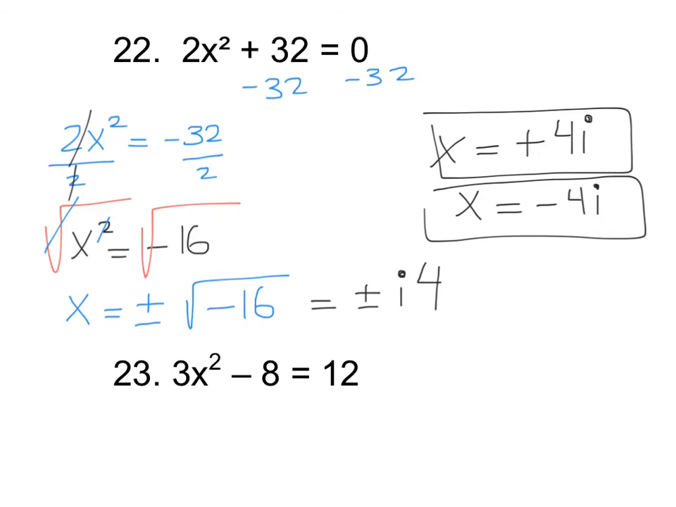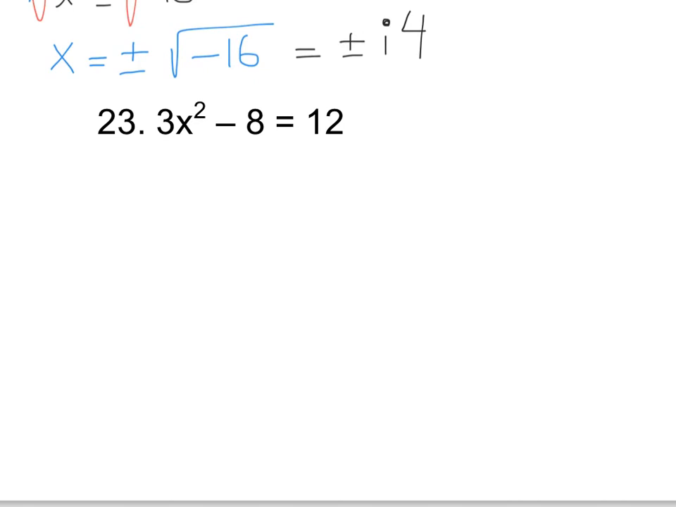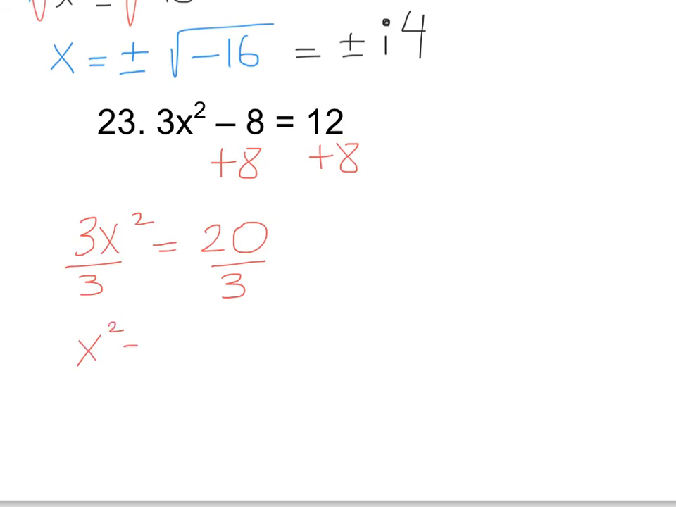Now let's move on to number 23. Again, I need to isolate the x squared, so I need to add a to both sides. 3x to the power 2 is equal to 20. Now I need to get x squared by itself, so I need to divide both sides by 3. So x squared equals 20 divided by 3.